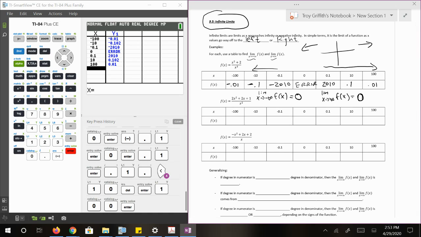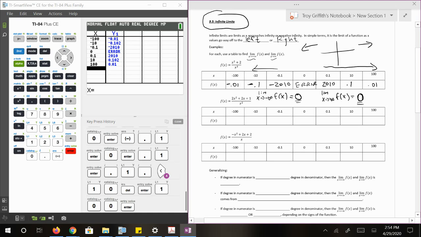The limit as we approach both negative infinity and positive infinity is equal to 0. Okay, as we start plugging in larger and larger and larger numbers into this function, whether they're large positive or negative numbers, we're going to start approaching a y value of 0. Okay. All right, let's look at our next function.